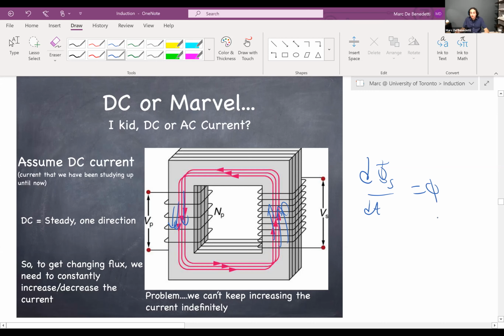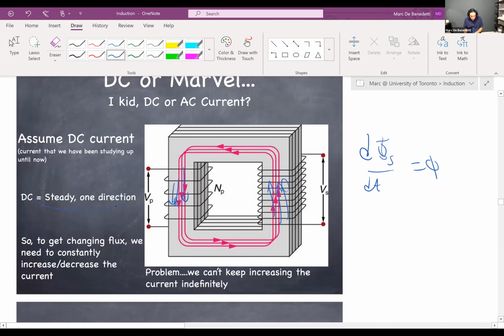The flux itself is non-zero, that's true, because there are field lines going through the secondary. But the change in flux, the change in the number of field lines going through the secondary, will be 0, because if it's 3, then it's always 3. If it's 10, then it's always 10.